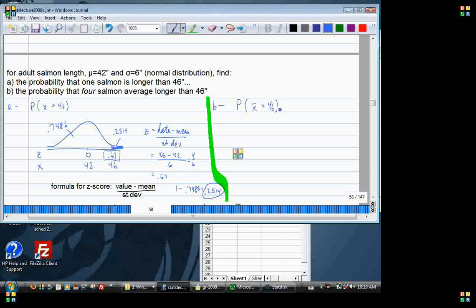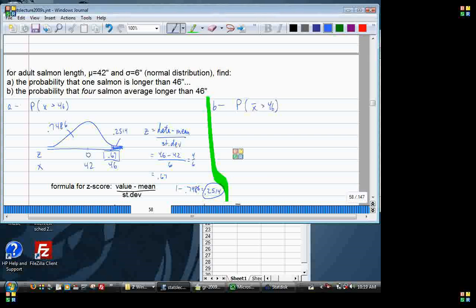Why are we using X bar? 4 is not the population. 4 is the sample size. We're not talking about one data value anymore. We're saying we took a sample and calculated the mean. That's an X bar. Alright. So this is the question.